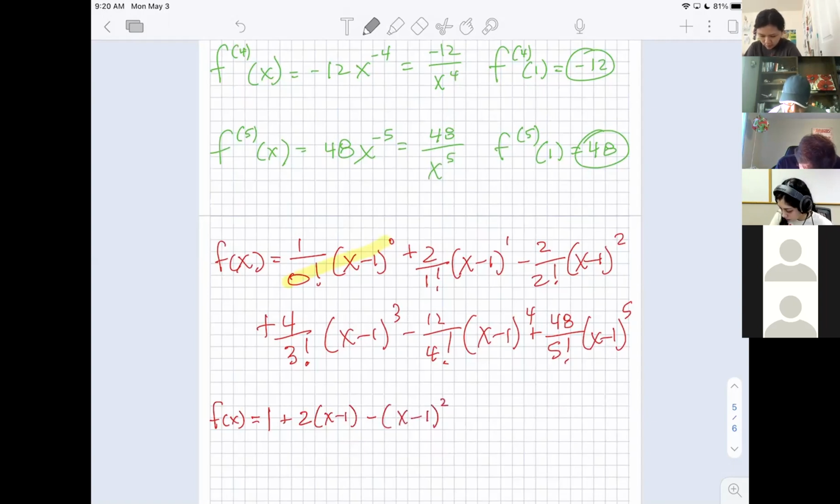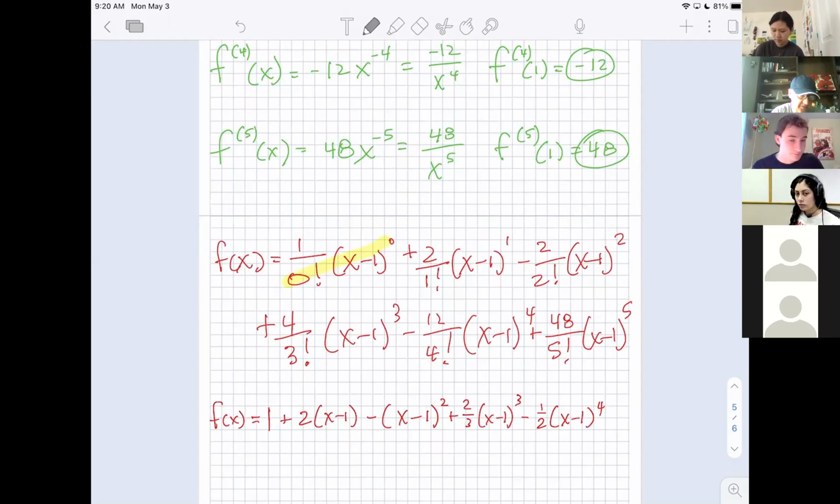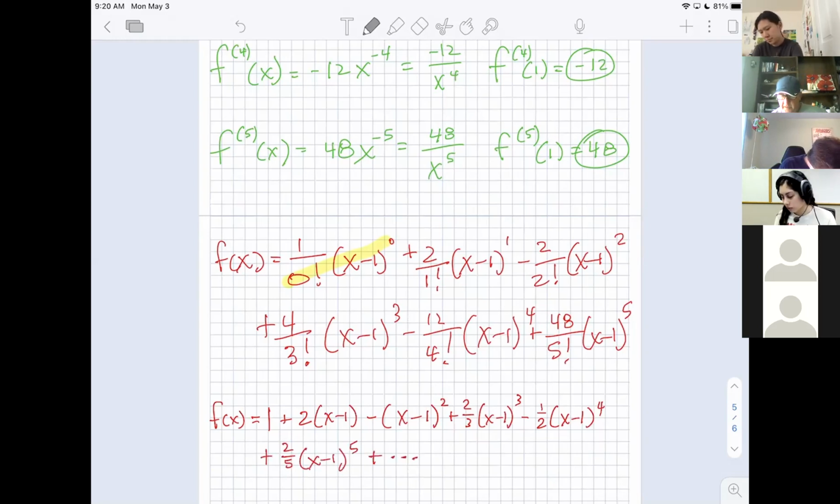And then 4 over 3 factorial is 4 over 6 or 2 over 3. And 4 factorial is 24, so 12 over 24 is actually just minus a half. And then 48 over, I'm going to cheat on my calculator for this, 48 over 120. If I type 48 over 120, this is a good way to cheat, and then you convert that to a fraction, it'll give you the reduced answer. That's only 2/5. That's kind of sweet. So plus 2/5 x minus 1 to the fifth. And then I say dot, dot, dot, because I don't know what comes next.